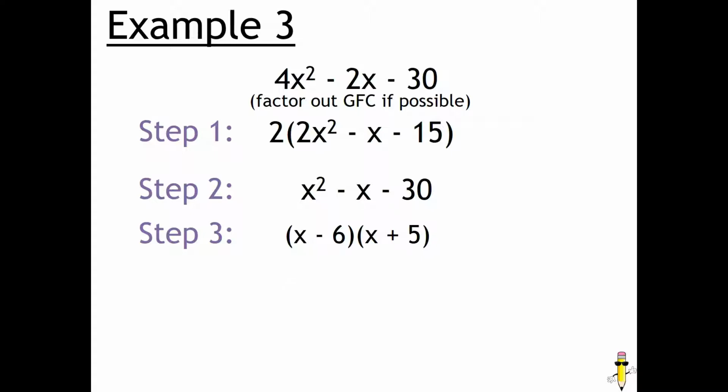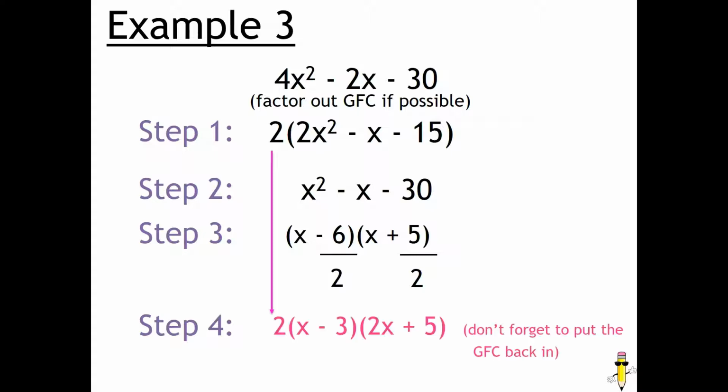But I am not done yet, because remember, I need to do the next step, which has to do with dividing by the leading coefficient. In this case it was 2, so I'm going to divide both by 2. After that, I'm going to make sure I do my bottom up. And I'm going to bring that 2 back, because we're done ignoring it. And I should have 2 times x plus 3, and then 2x plus 5.